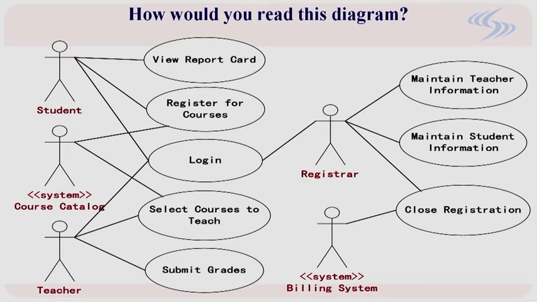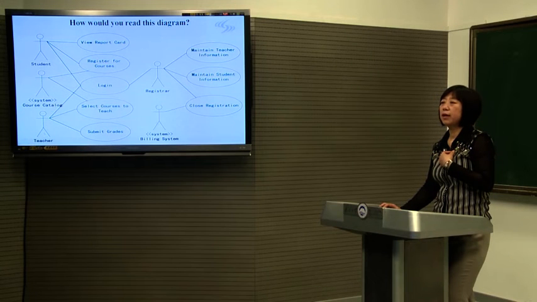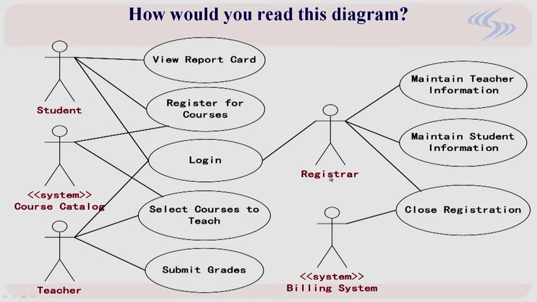And we find that these 3 actors are human beings. Students are just you, and the teacher, it may be me, okay? And the registrar, it can be some other staff in charge of teaching issues. The 2 other actors are indicated as a system, and we should understand that this indicates that they are some other existing systems. This is course catalog, and this billing system.